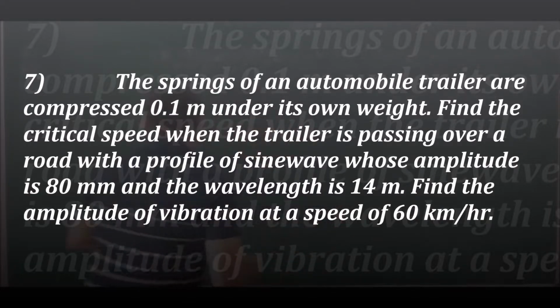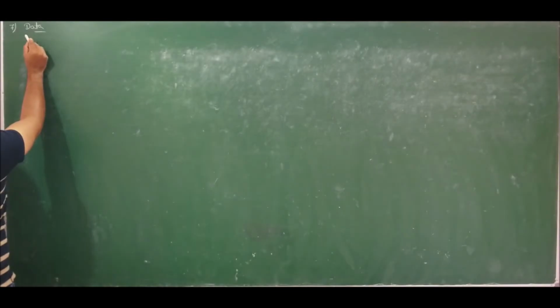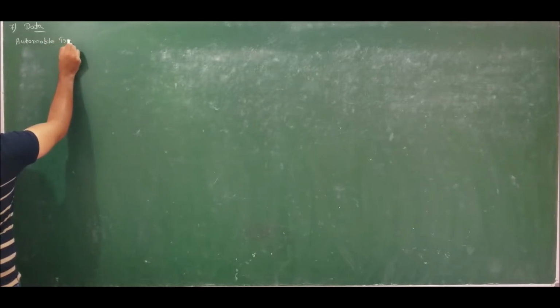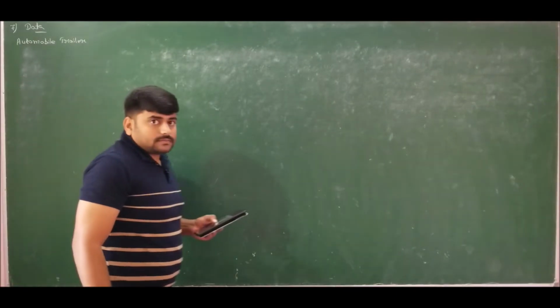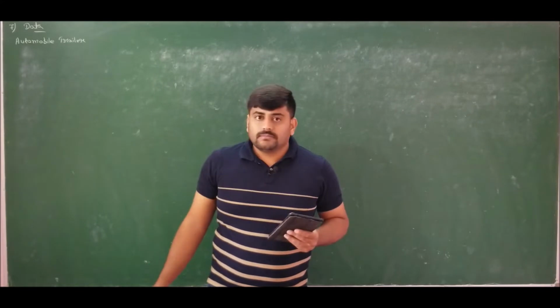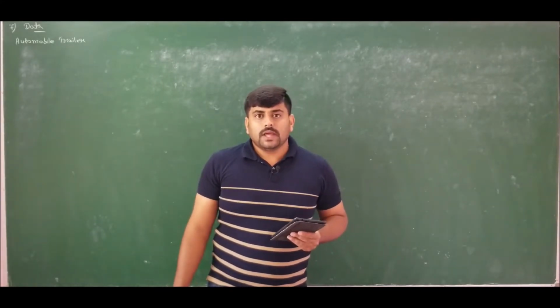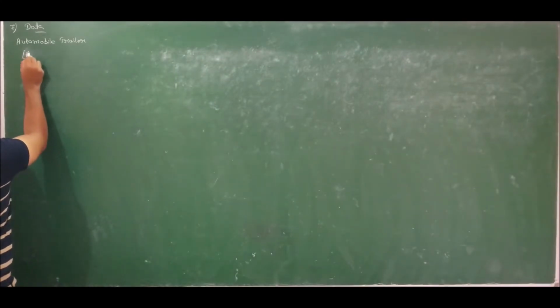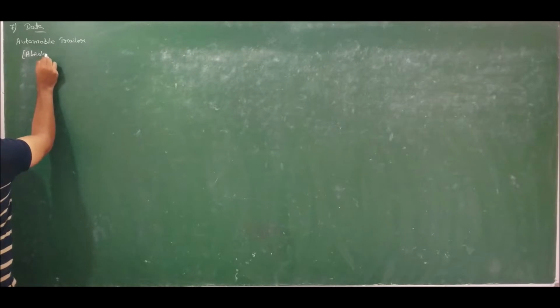Now if I move to the solution of problem number 7, let me list out the data given. The problem is based on an automobile trailer subjected to forced vibration due to irregularities present in the road. So the vibration of the automobile is excited because of the irregularities present in the road. So this problem is based on absolute motion.